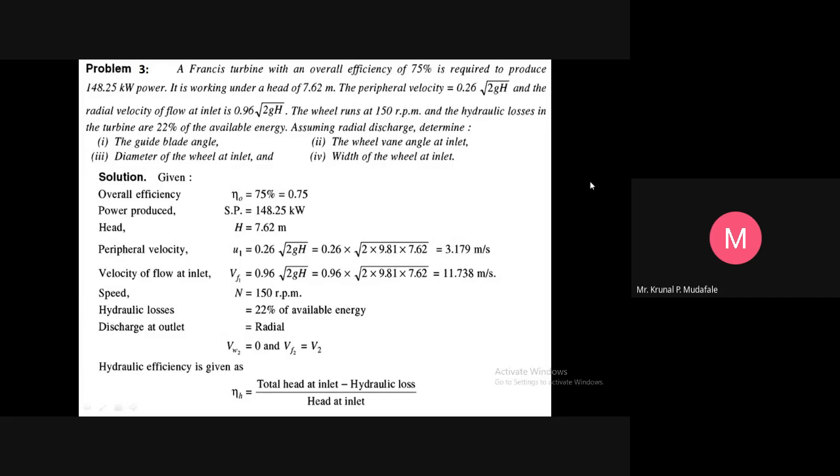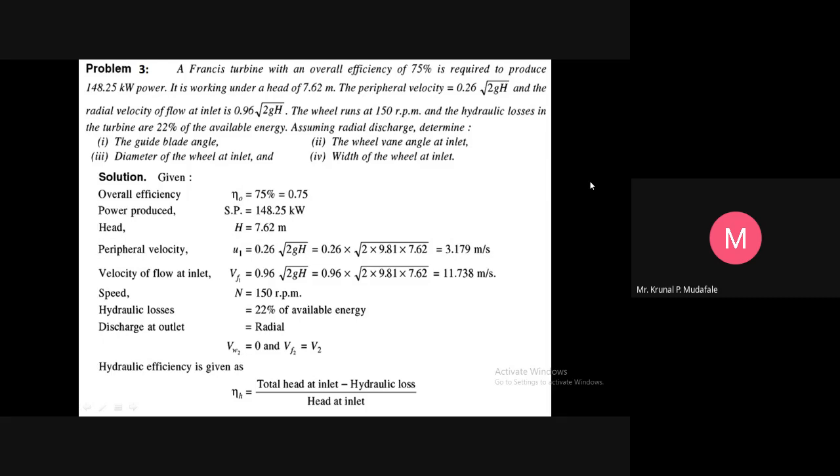And the radial velocity of flow is nothing but the Vf1. As we know, it is a Francis turbine, with radial flow at the inlet and axial flow at the outlet. Both the peripheral velocity at the inlet and the radial velocity of flow at the inlet are given in the numerical. So this will be u1 and Vf1, already given in terms of equations.